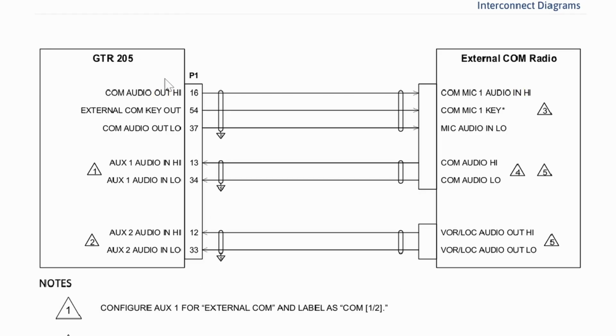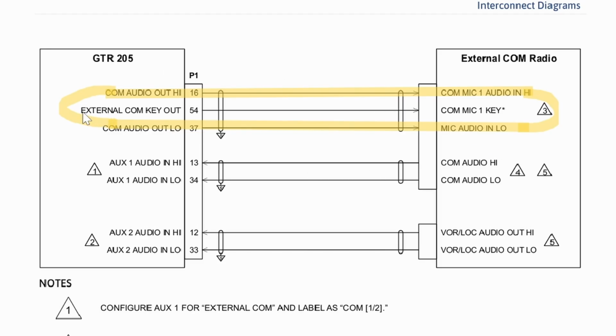So if we're looking here at the GTR, the output is pin 16, and that's going to be going all the way to whatever COM1 mic 1 is. On the external radio, pin 54 goes to the mic key, and pin 37 goes to the audio low. So when you think of this, the audio outs need a high. That's kind of like your power in, and they also need a low, which is your return. So it's kind of like a circuit. They need to transfer this audio information together, back and forth in a circuit.